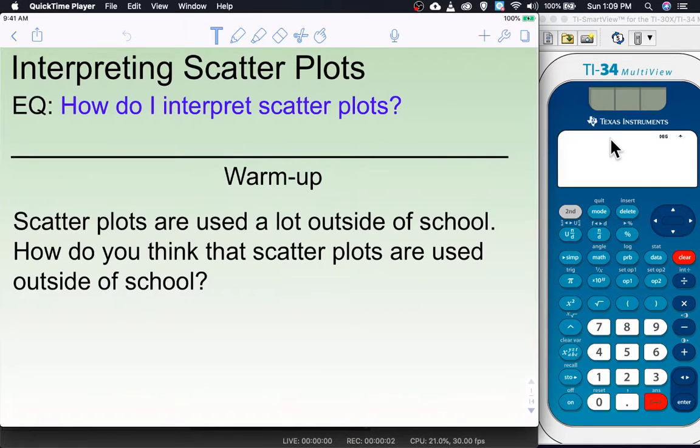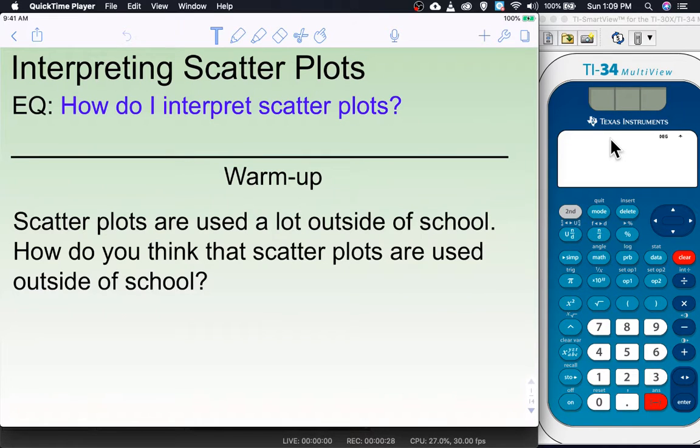Hello and welcome to this lesson on interpreting scatter plots. So this is the next stage in our scatter plots. In the previous lesson we learned how to describe scatter plots using positive, negative, linear, nonlinear, or no correlation. We also learned how to make scatter plots from a table, plotting our points and making scales and labels and that kind of stuff.